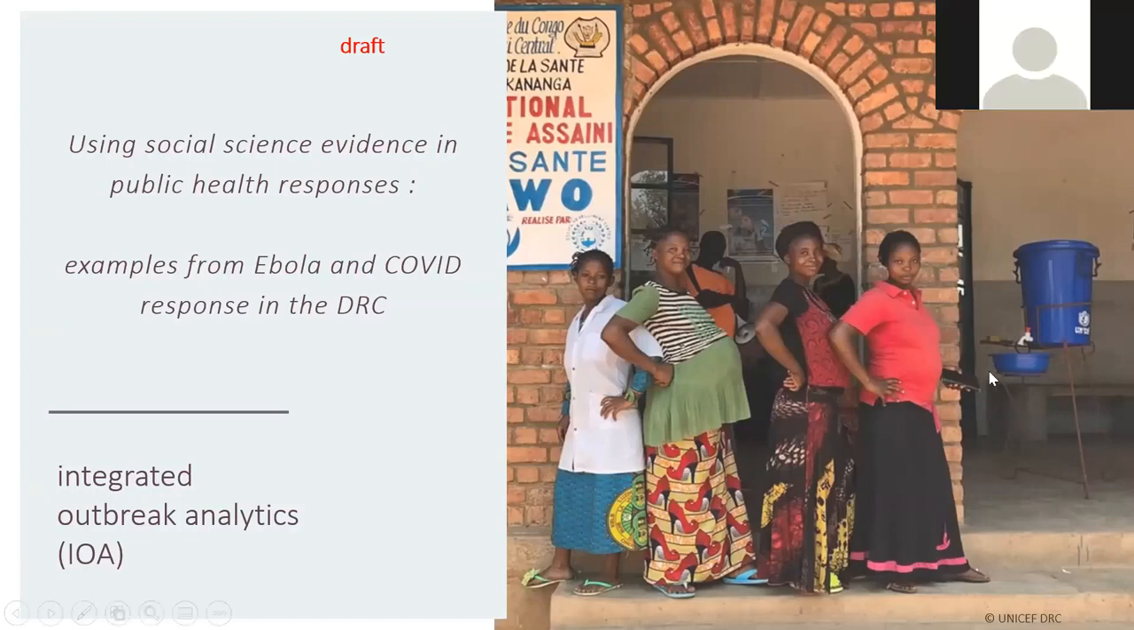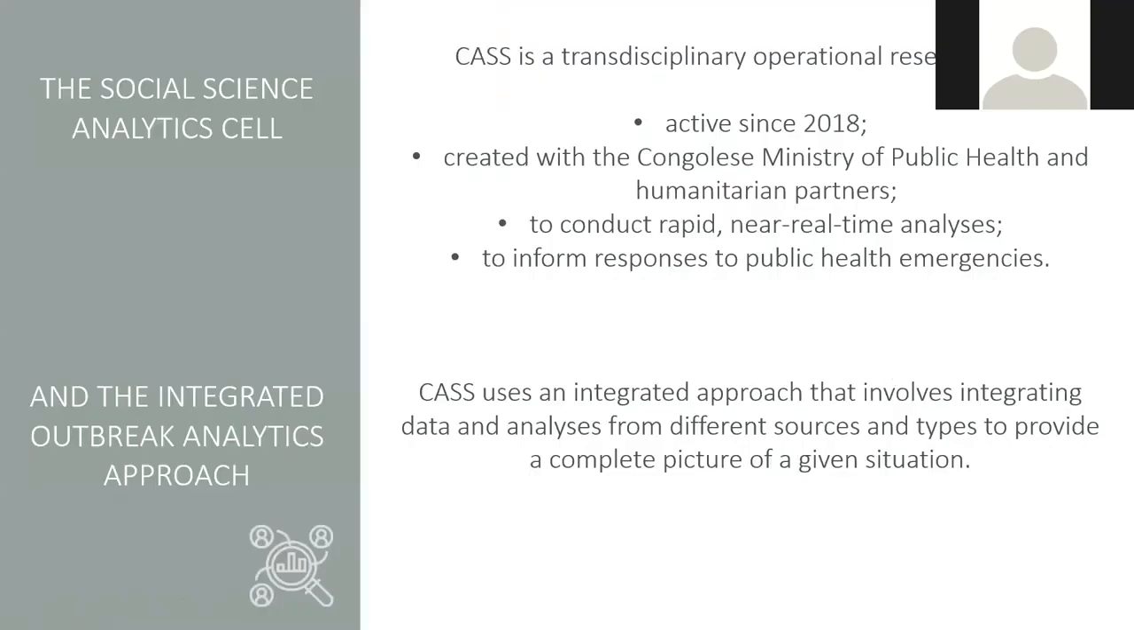So a quick introduction about CAS at first, the Social Science Analytics Cell. We're an operational research unit. We've been active in the DRC since 2018, the 10th Ebola response in the east of the country. And we were created with the Congolese Ministry of Public Health, as well as humanitarian partners. And we very much see ourselves as a service to the Ministry of Health, as well as partners in public health. So our objective is to conduct rapid and near real-time analysis to inform responses to public health emergencies.